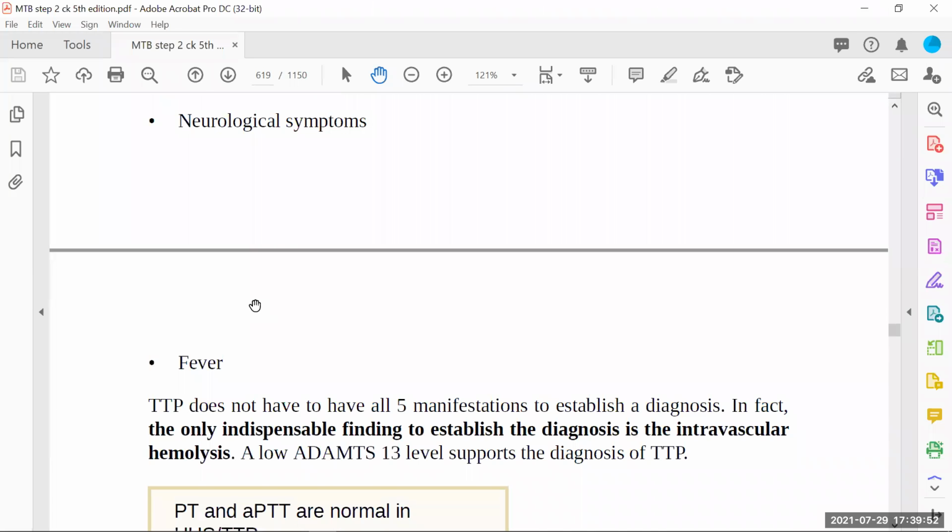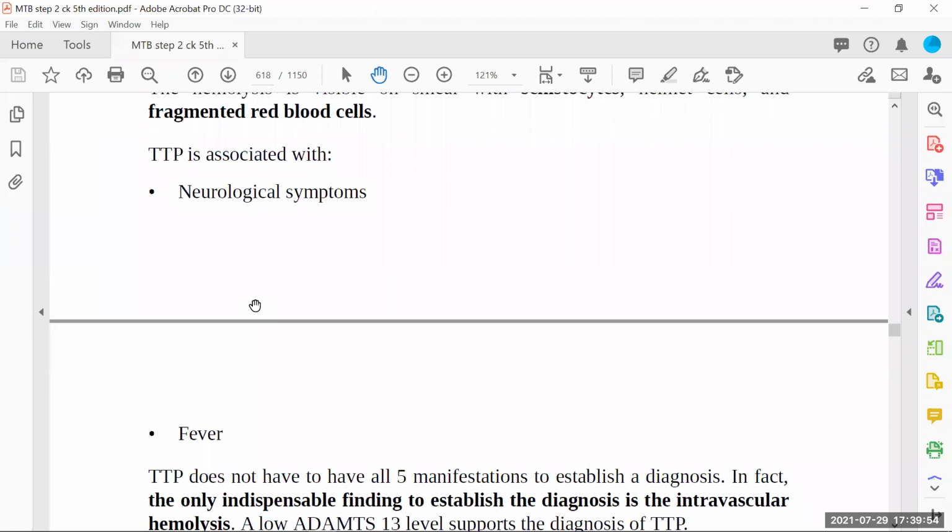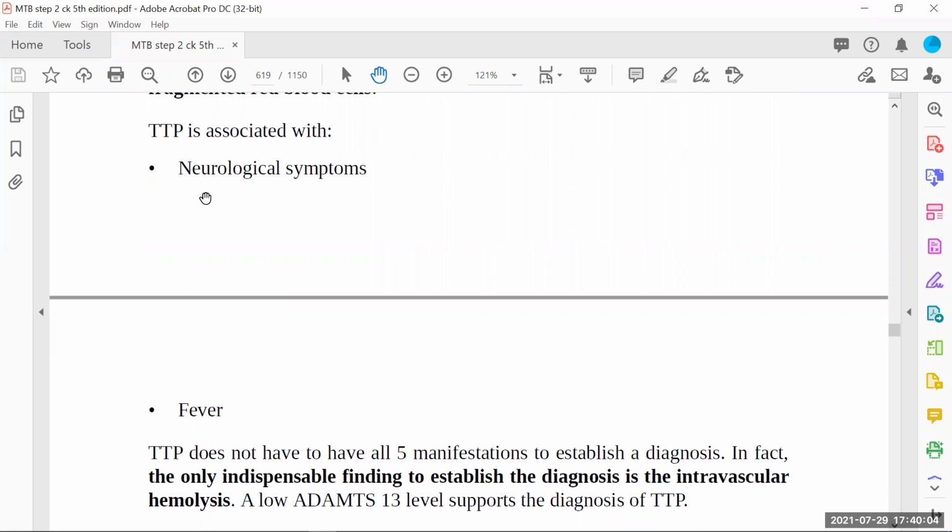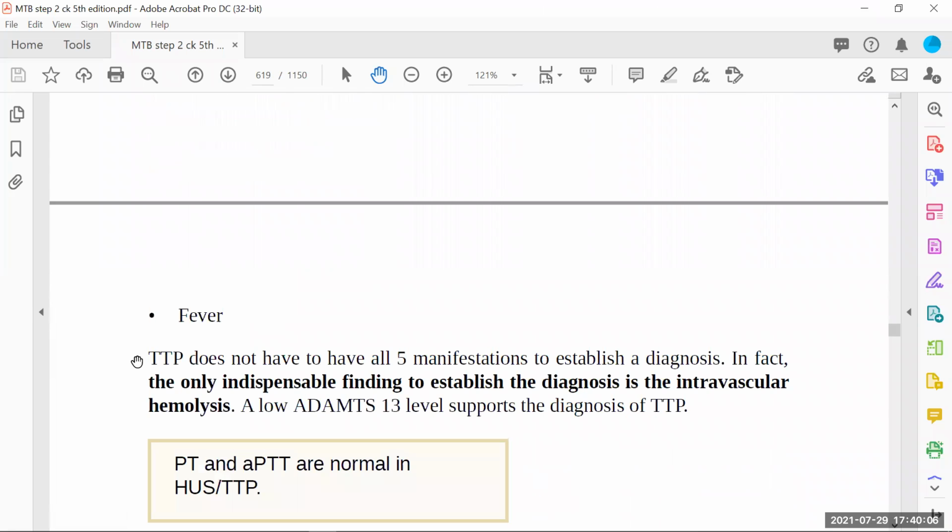What kind of neurological symptoms can we see? Most of the time, we will see clots in the brain. And if clots are there in the brain, what will happen? There will be focal damage to that area. And sometimes they can present with fever also. So TTP does not have to have all 5 manifestations to establish a diagnosis. In fact, the only indispensable finding to establish is intravascular hemolysis.